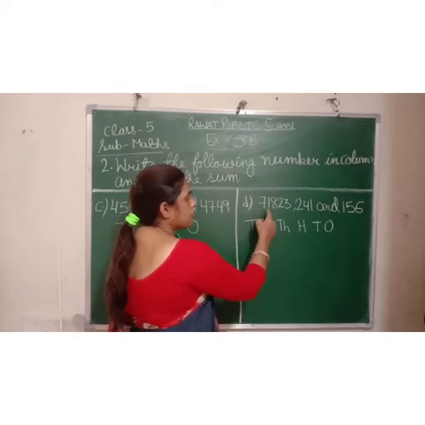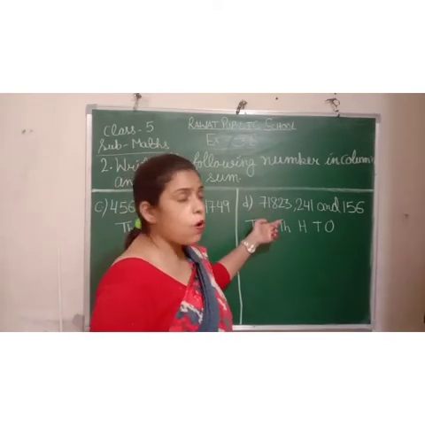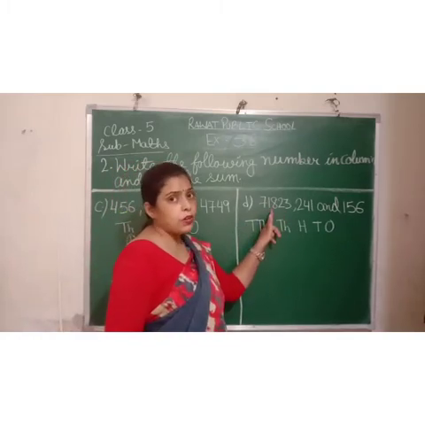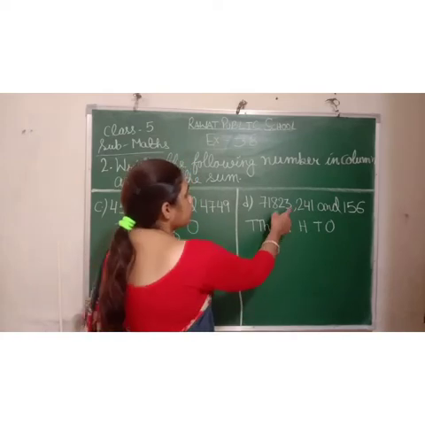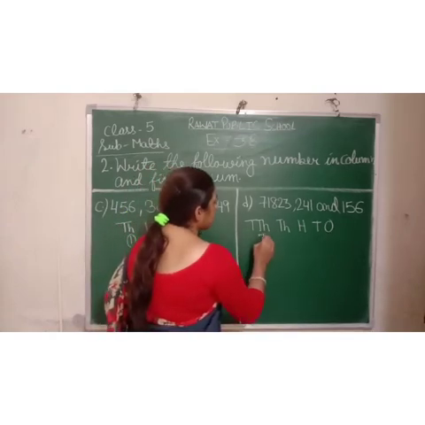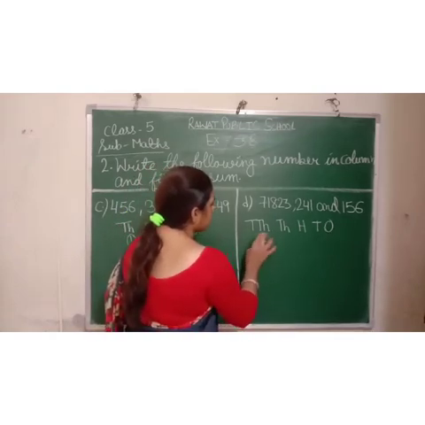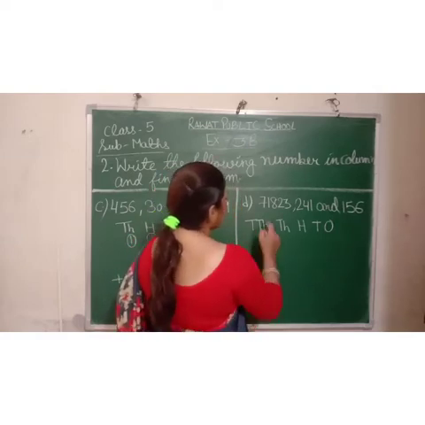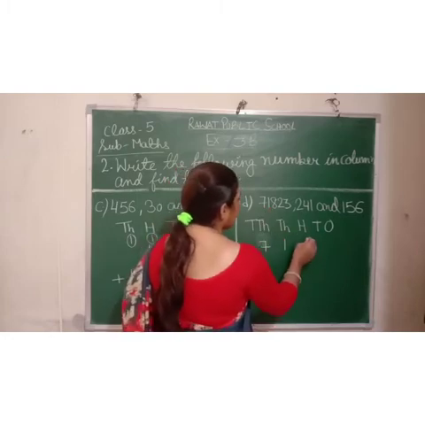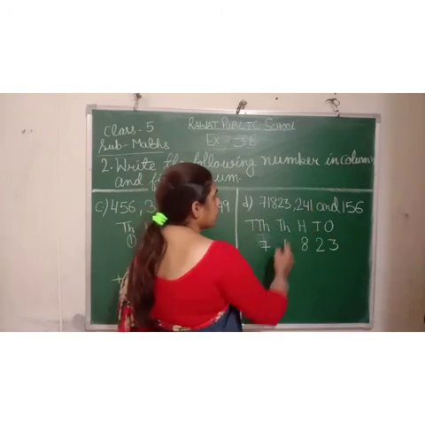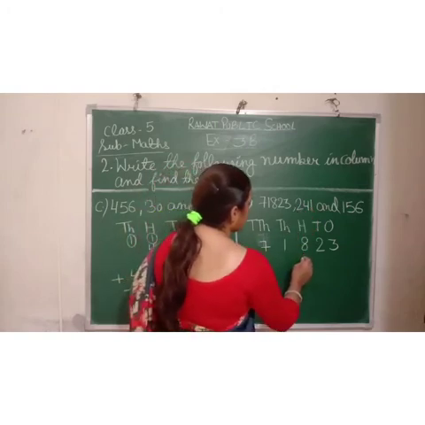Now 71,000 means 7 will be on 10,000. Okay, in this number 7 will be on 10,000. Look, ones, tens, hundreds, thousand, and 10,000. So 7 will be on 10,000. Now 1 will be on thousands, 8 will be on hundreds, 2 will be on tens, and 3 will be on ones. Now 241, it means we have to write it down from the hundreds place.